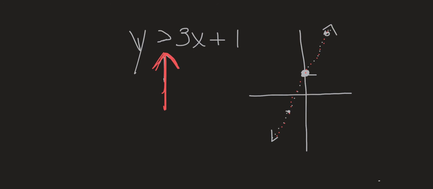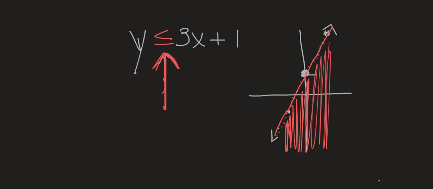All right, now the only difference if this was greater than or equal to is that our graph would be a solid line, okay? If it was less than or equal to, well, let me go ahead and change that for you so you can see it. If it was less than or equal to, it would be a solid line, and the solution set would be all of the points that were underneath it that were less than or equal to that.